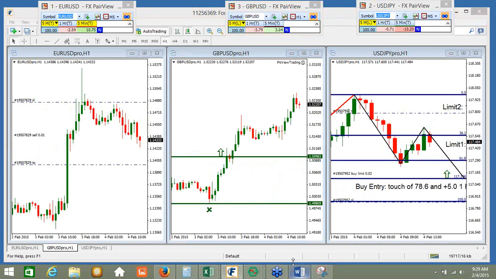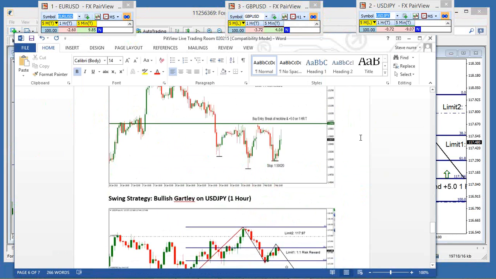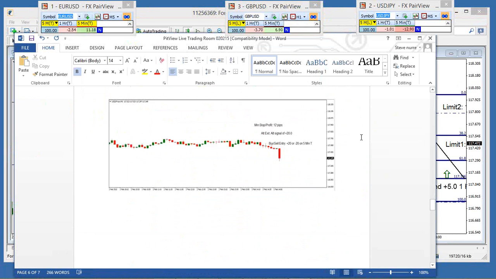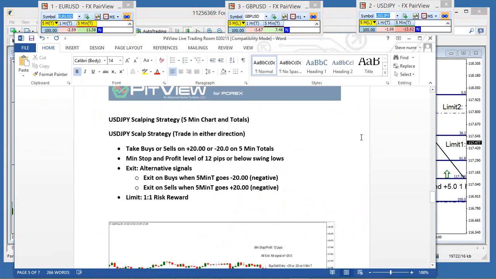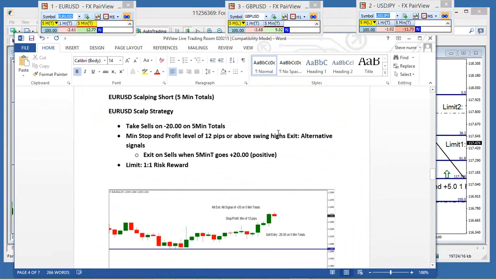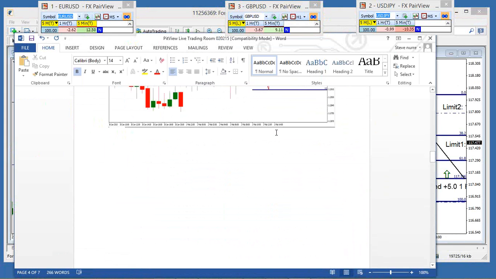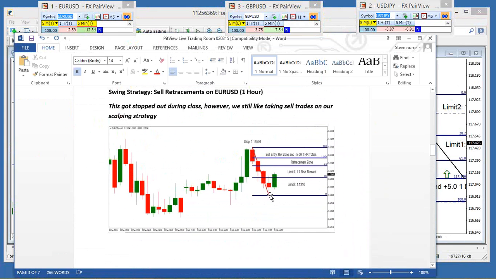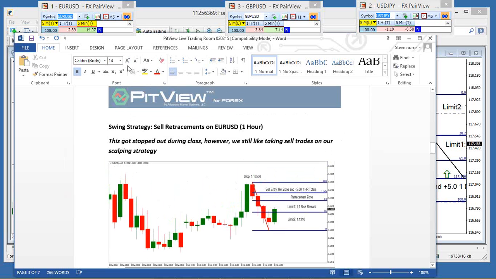All right, let's go back to our trades here. The scalping strategies: we had a dollar-yen scalping strategy, a euro-dollar scalp strategy, dollar Swiss where we were looking to buy into retracements, and we also had a swing strategy on euro-dollar to sell into the retracements as it came back up. Obviously, that probably wouldn't have worked out too much in our favor. I never got in on anything on the euro dollar for the last couple of days. In fact, this position right in here was probably my first position.